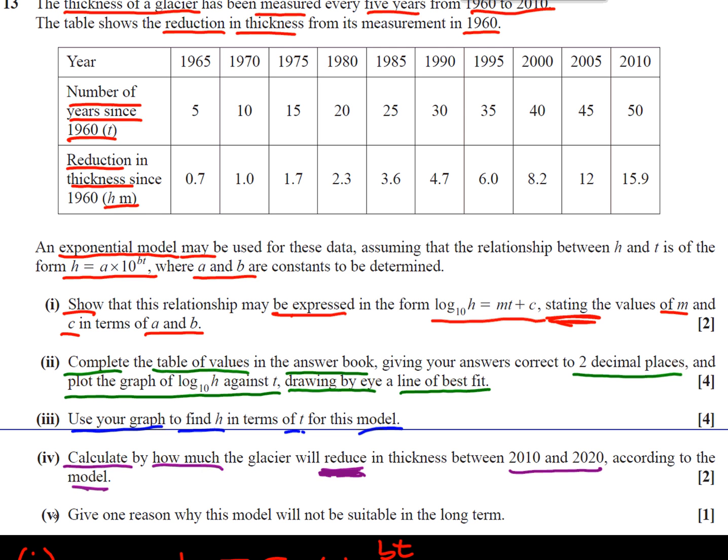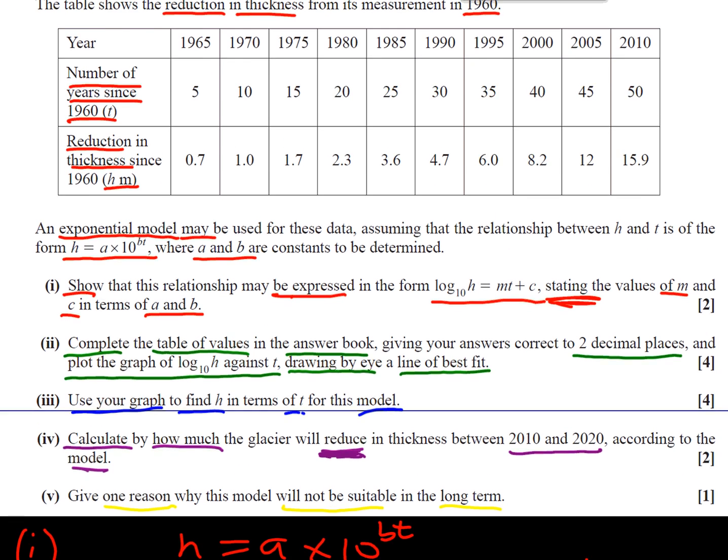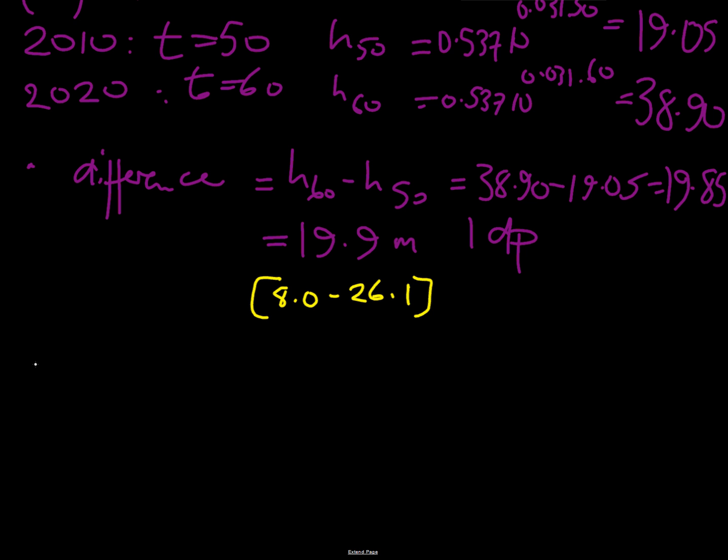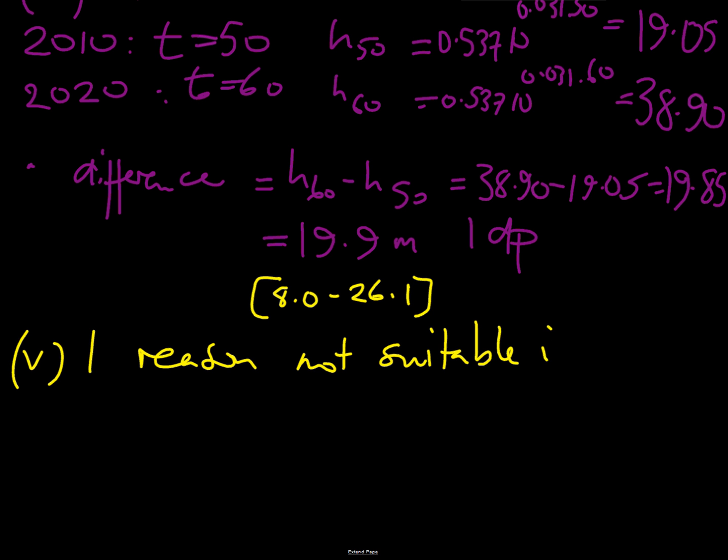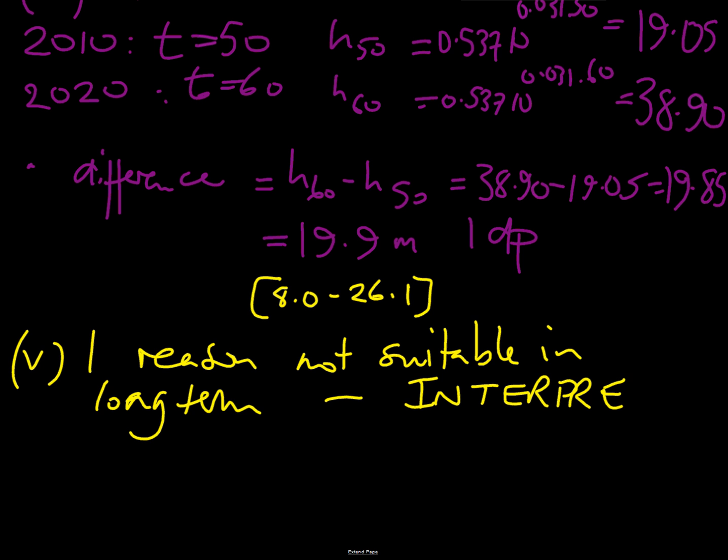Okay, final part, question 5. Give one reason why this model will not be suitable in the long term. So they're only giving us 1 point, 1 reason. So, one reason not suitable in long term. So we need to, in this question, interpret the real situation. It's not asking us for anything statistical or anything like that. It's asking us to interpret the situation we're in.